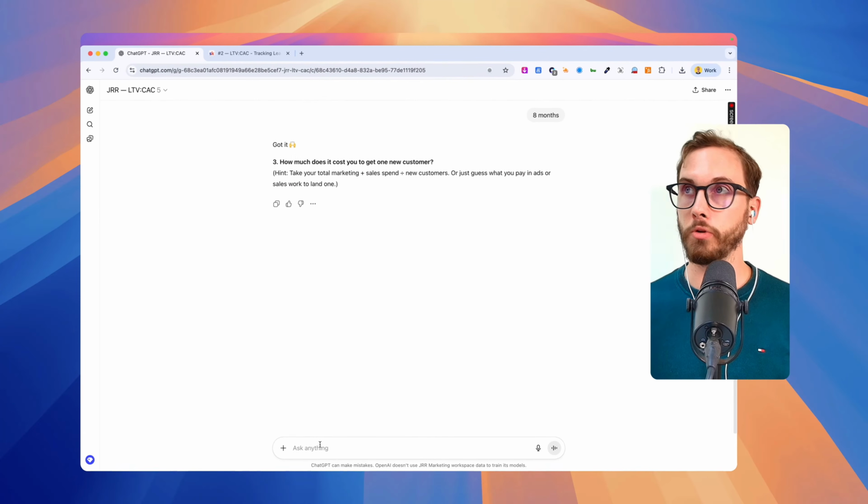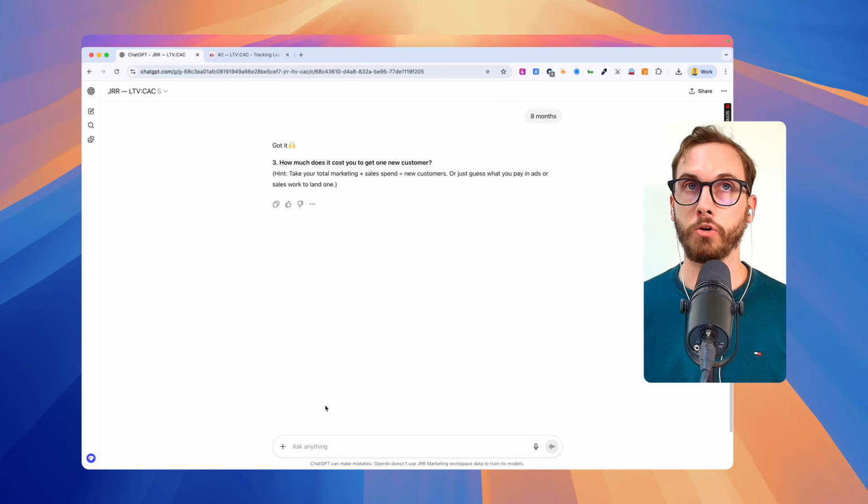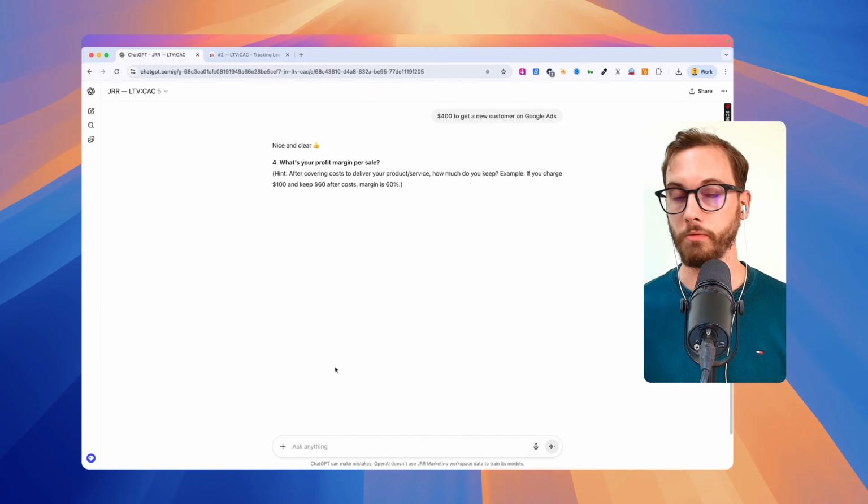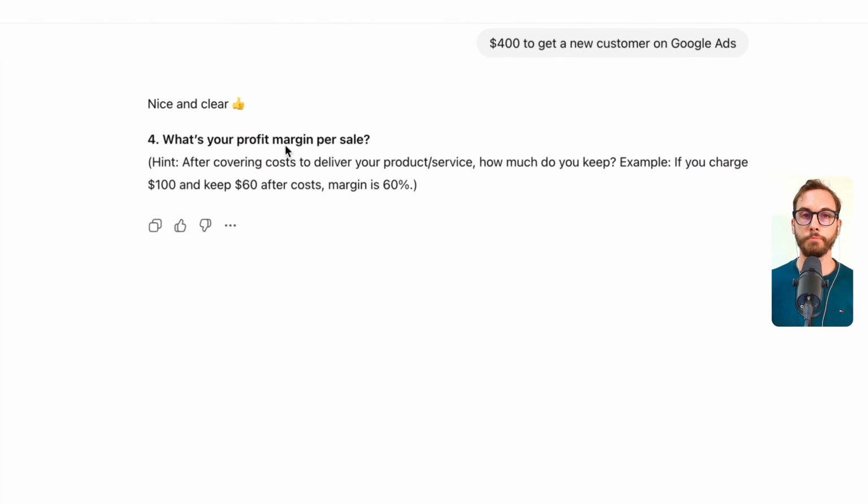Okay, so how much does it cost you to get one new customer? Let's say that Google Ads is telling me that it cost me $400 to get a new sale coming through. Let's just oversimplify it, but let's say that was the case. And so it might clarify or it might not. Sometimes it will clarify.